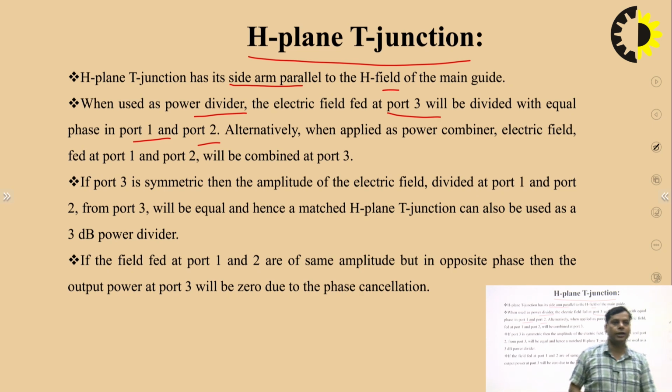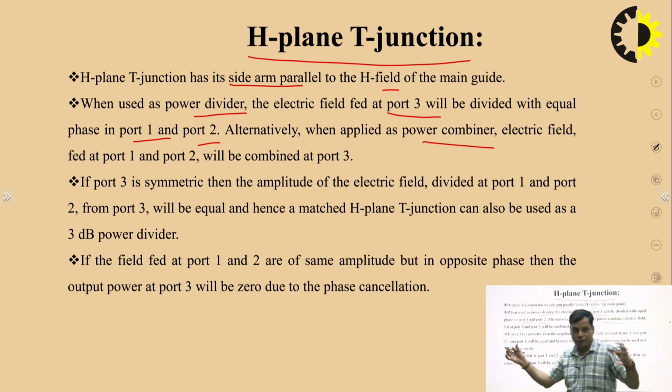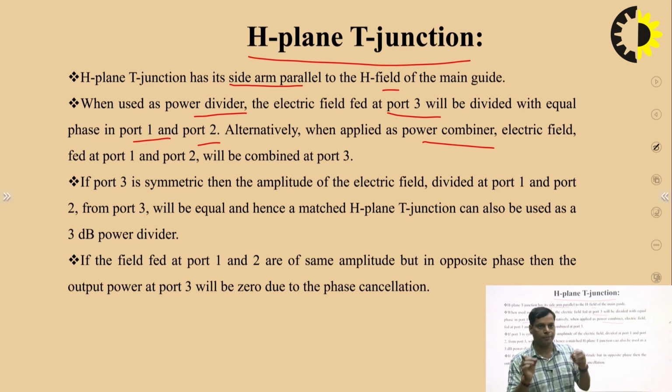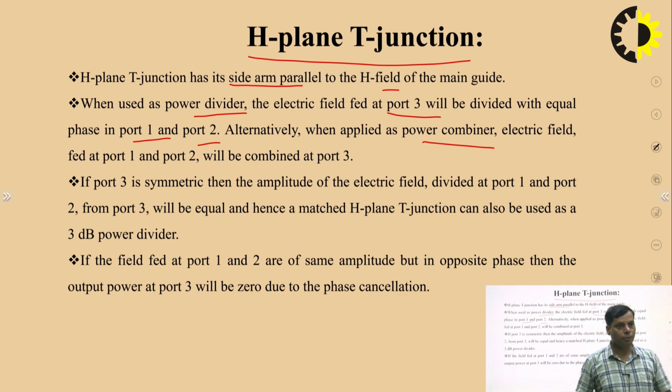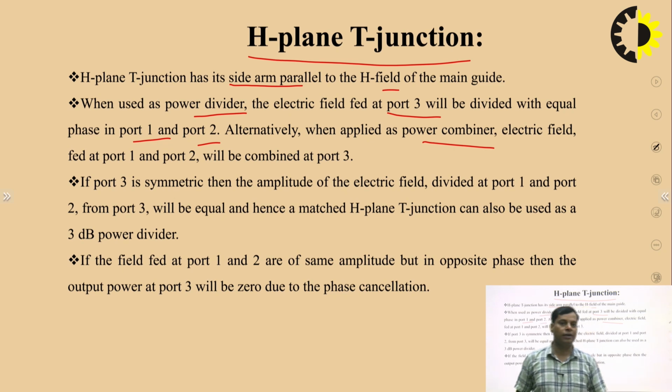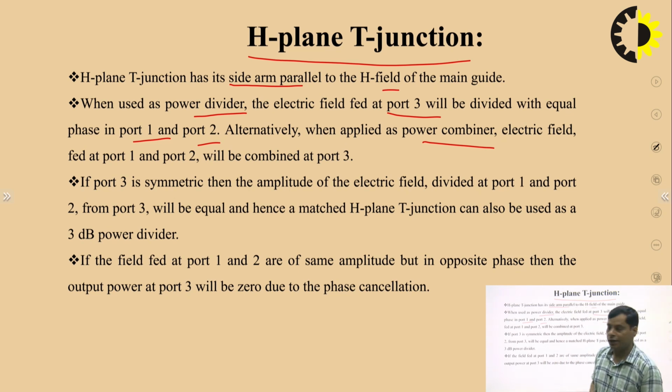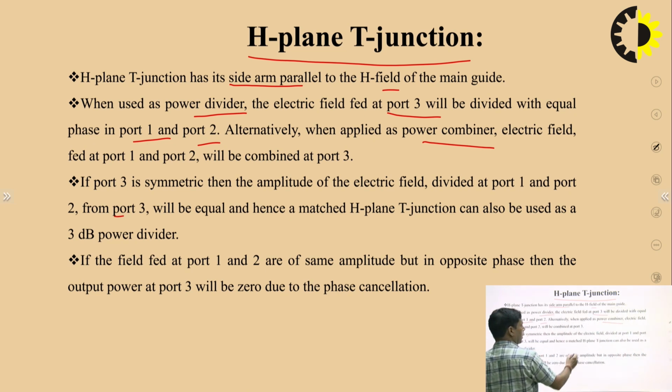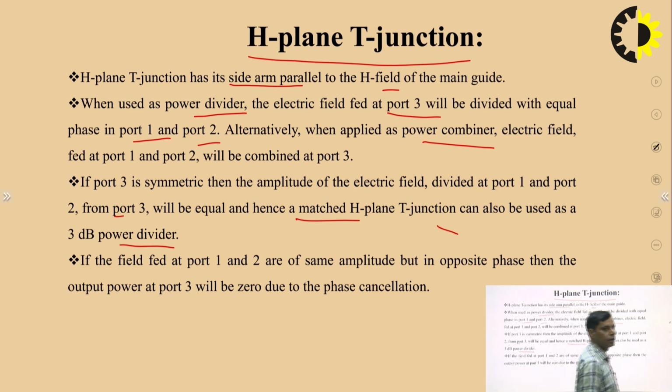2. Alternatively, when applied as a power combiner, that means when we feed the power at port 1 and port 2, it will be combined at port 3. Generally we have to consider the symmetry of the structure. So if port 3 is symmetric, then the amplitude of the electric field is divided equally between port 1 and port 2. So this T junction can also be used as a 3 dB power divider circuit.